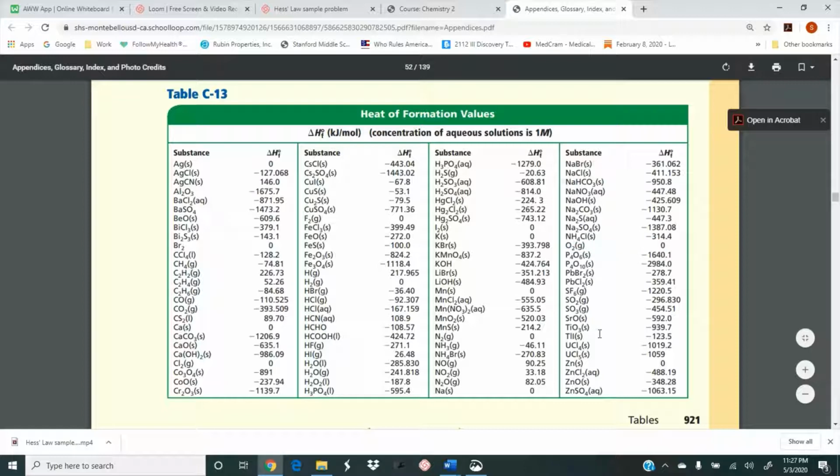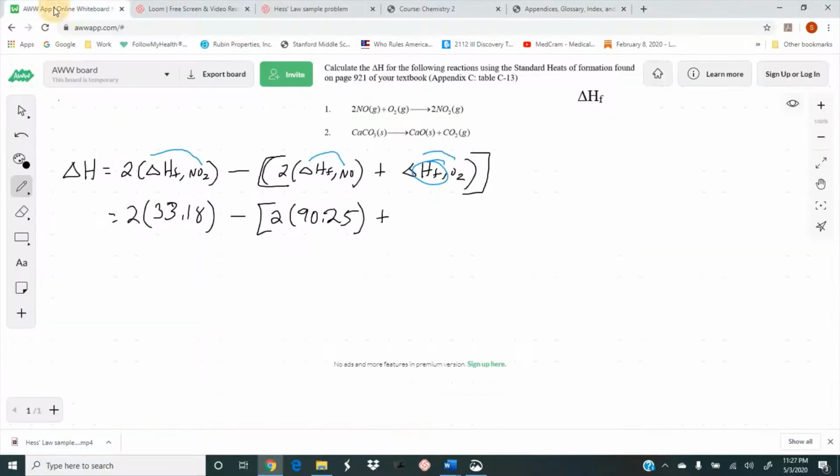So we're going to put a 0 in for that one. And there's your calculation. You should be able to calculate your delta H for that reaction. It's going to be 2 times 33.18 minus 2 times 90.25 plus 0. So let's calculate that out.